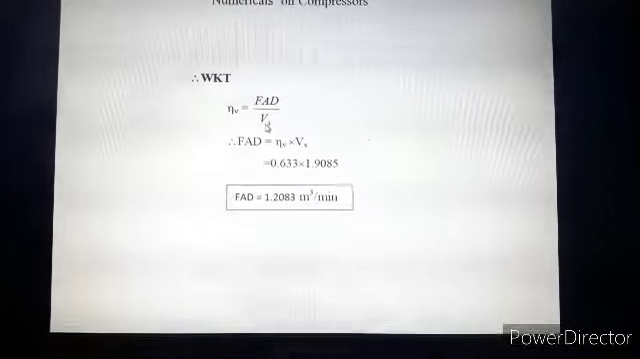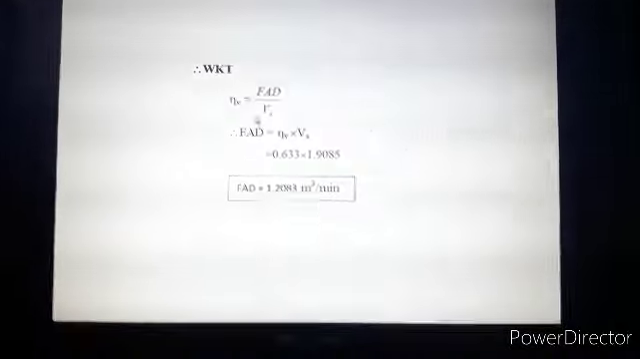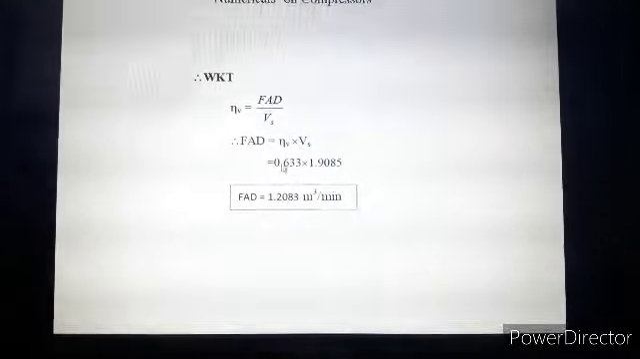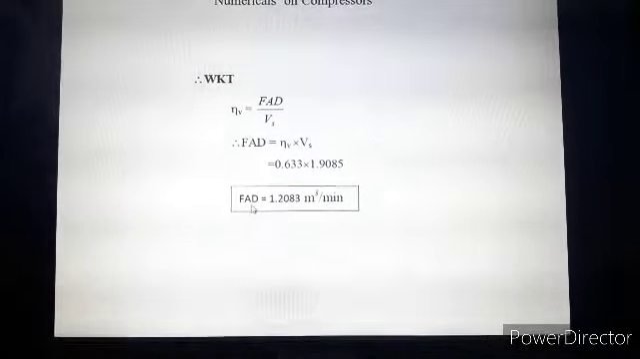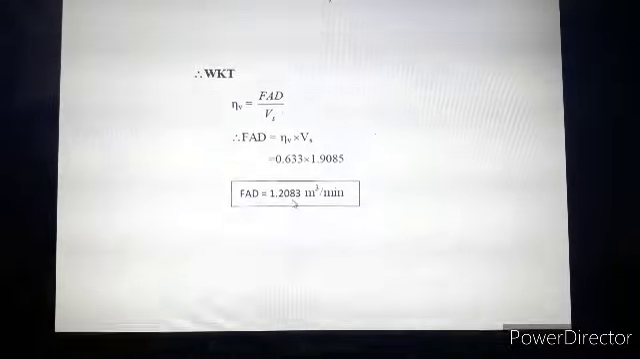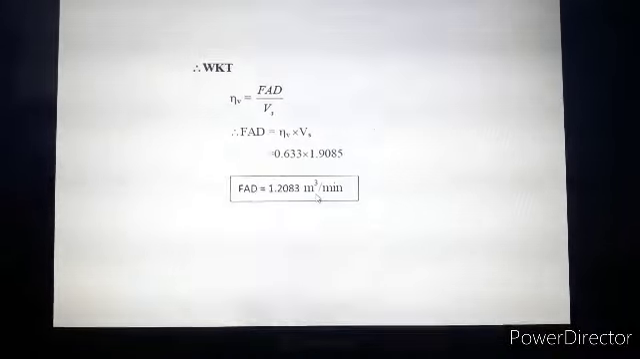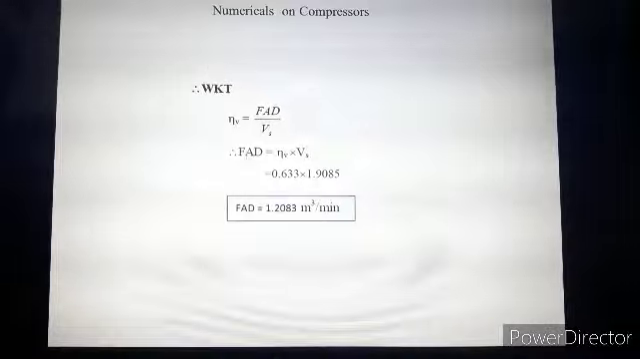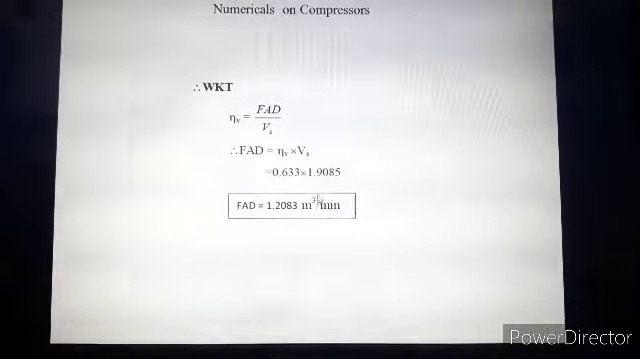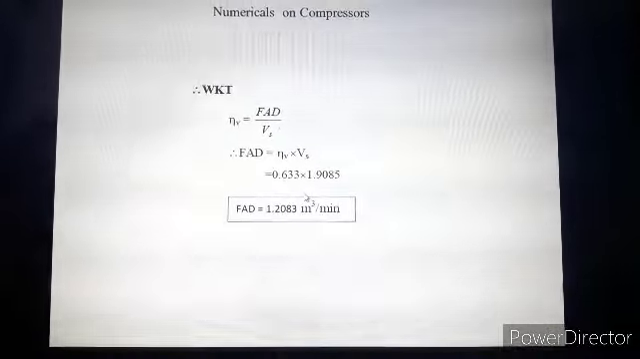So Vs we have calculated, and volumetric efficiency we have just calculated. Substitute the values of volumetric efficiency and the swept volume. Accordingly we can write free air delivery, that is FAD, is equal to 1.2083 meter cube per minute. So in this way we have calculated all the parameters as required in the statement of the numerical.